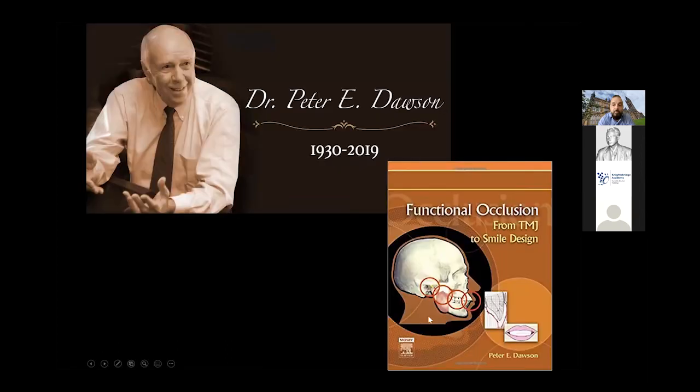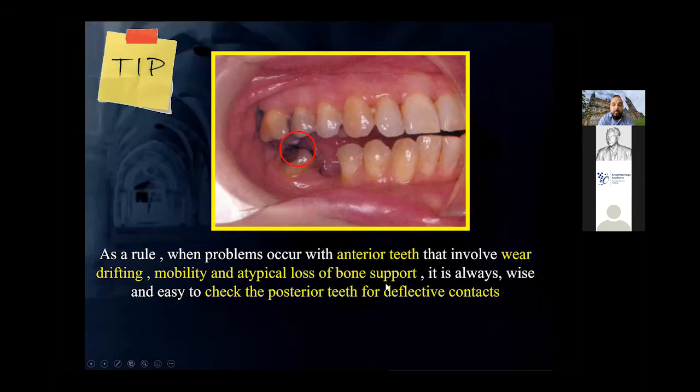And he published this book, which again talks in detail about centric relation and the importance of knowing that and the importance of developing the technique of knowing them. So coming back to our main point, the slide between RCP, which is the retruded contact position in centric relation, and the ICP could be deflective. That means it actually causes an extensive movement of the jaw. And that might be the cause for wear, drifting, mobility, and atypical loss of bone support in the anterior teeth.